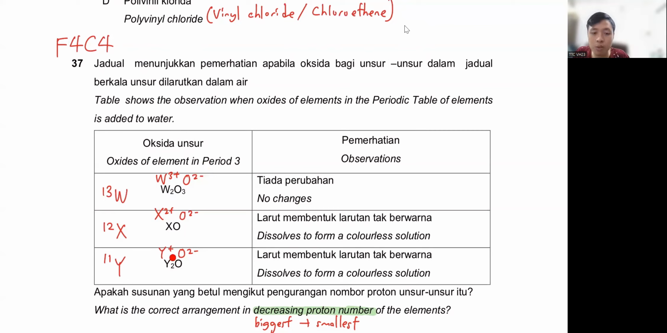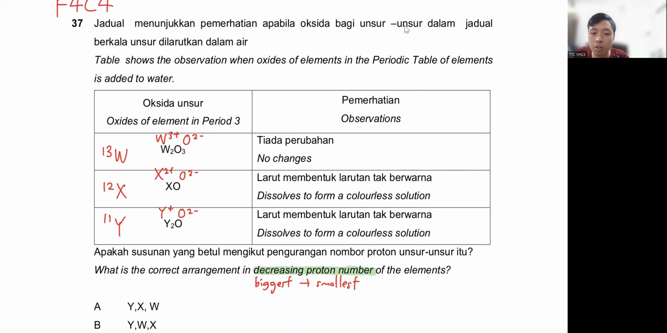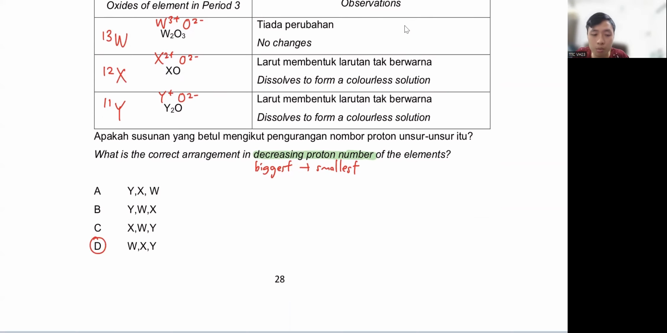This one's formula is Y2O. O is always O2 minus one. So if it's O2 minus, then this is Y plus. Cross, remember always cross: Y plus, this one you get X2 plus, this one you get W3 plus. So that's why the proton numbers are 11, 12, 13. You have to know this one. They confirm in period 3. So decreasing proton number means decreasing, biggest to smallest, from W, X, Y.